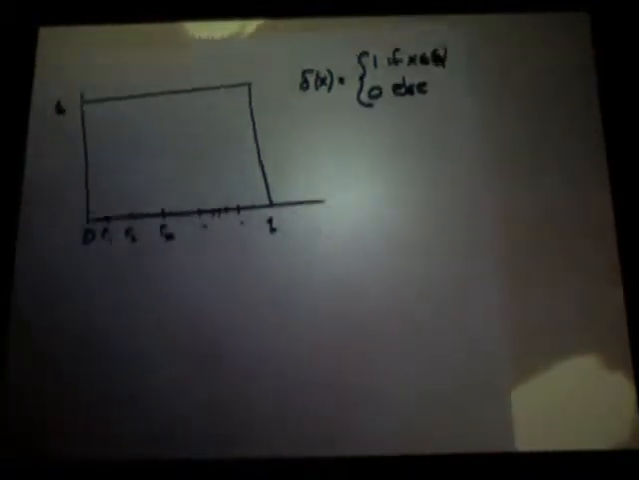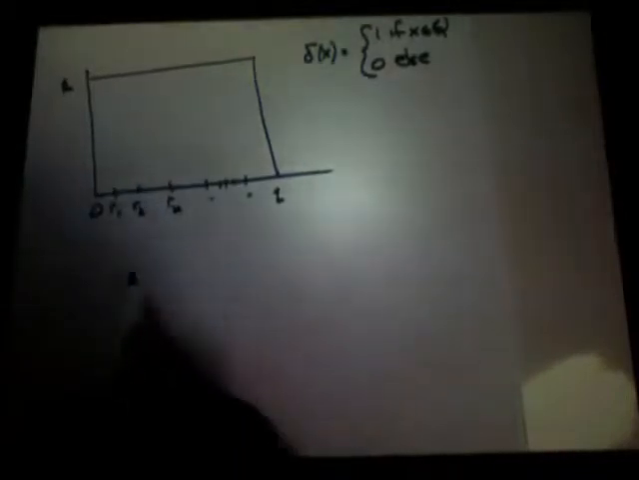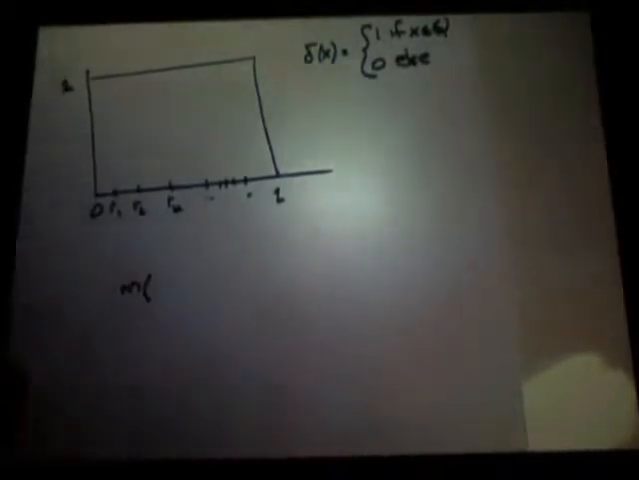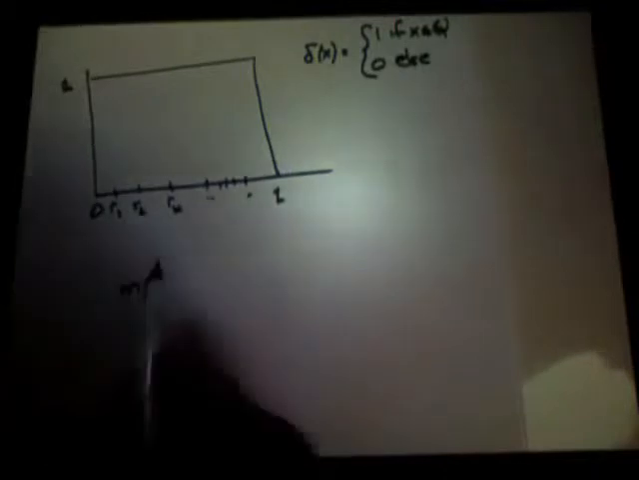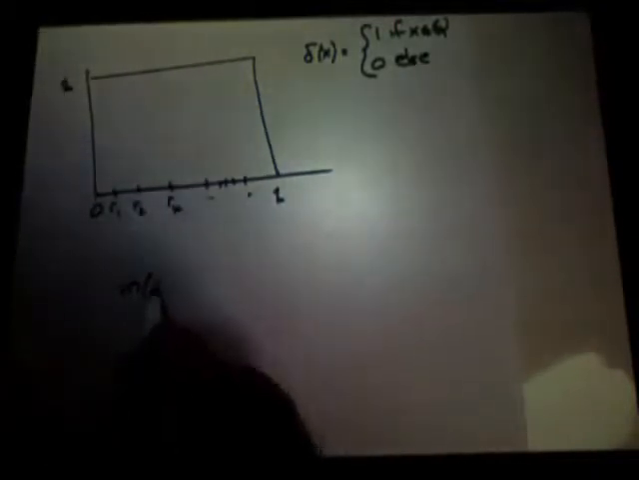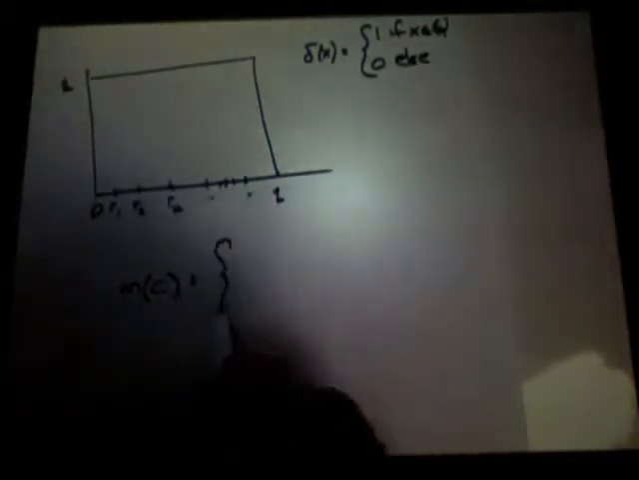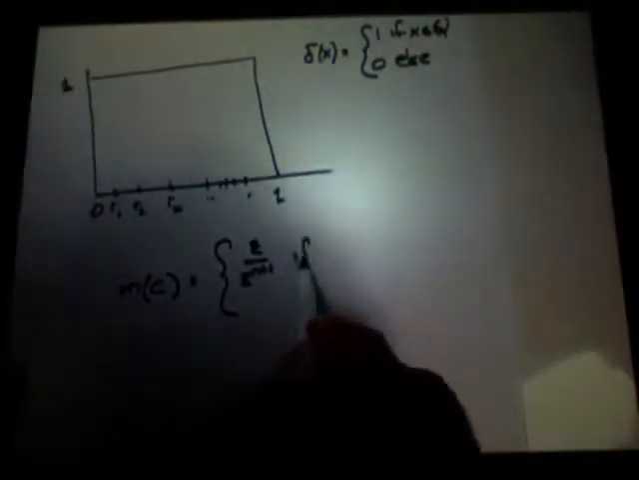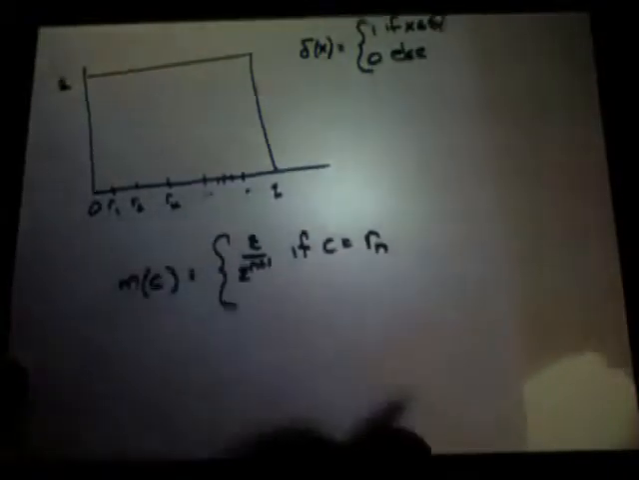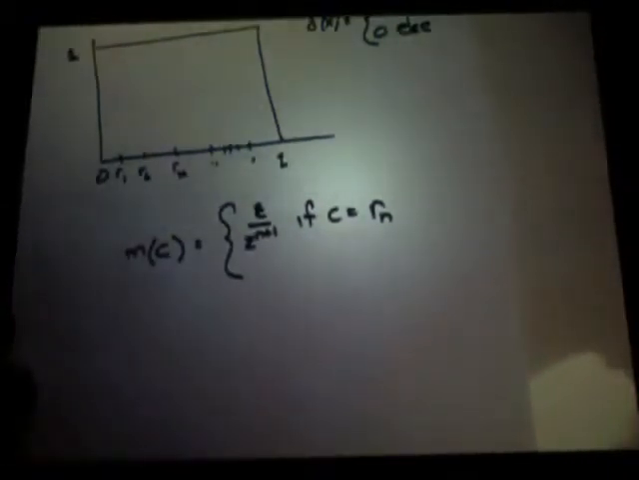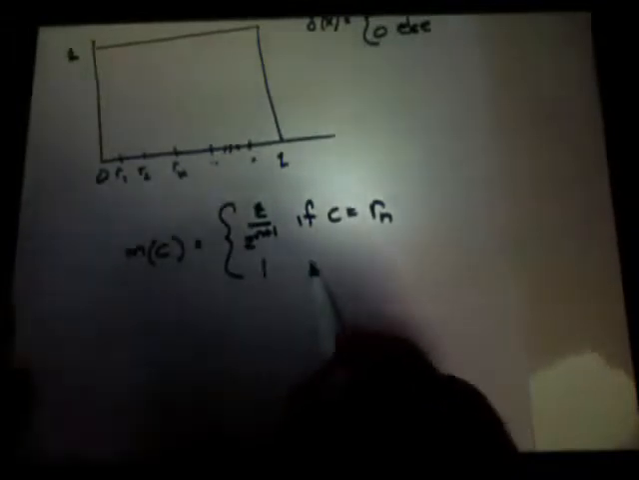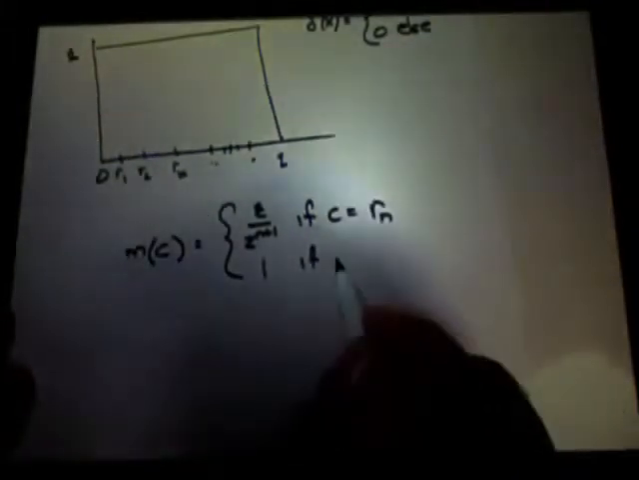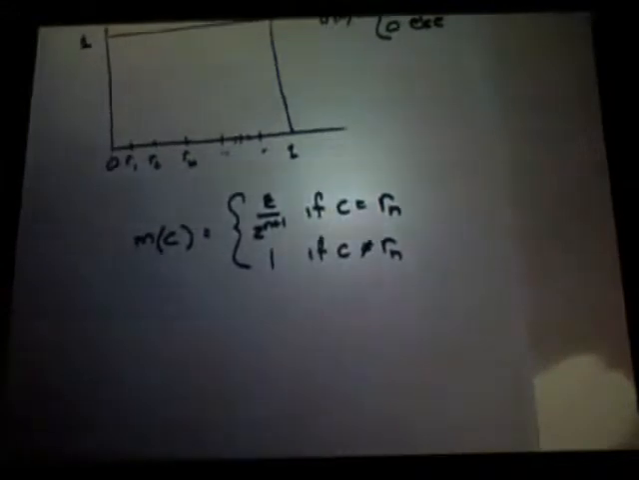And here is my mesh function. The mesh function is this. So if C is one of the rational numbers, that's the mesh function. It's 1 if C is not 1. Okay? Here's what the mesh function is all about.